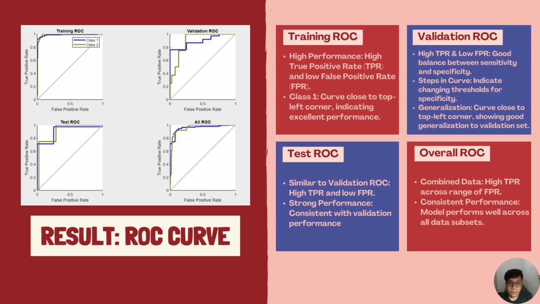Then for the validation ROC, we have high TPR and low FPR too, which shows a good balance between sensitivity and specificity. This indicates the effect of changing the threshold on specificity. The curve is close to the top left, the same as the previous one, showing good generalization for the validation set. The test ROC is similar to the validation ROC, with high TPR and low FPR. It has a strong performance consistent with the validation performance.